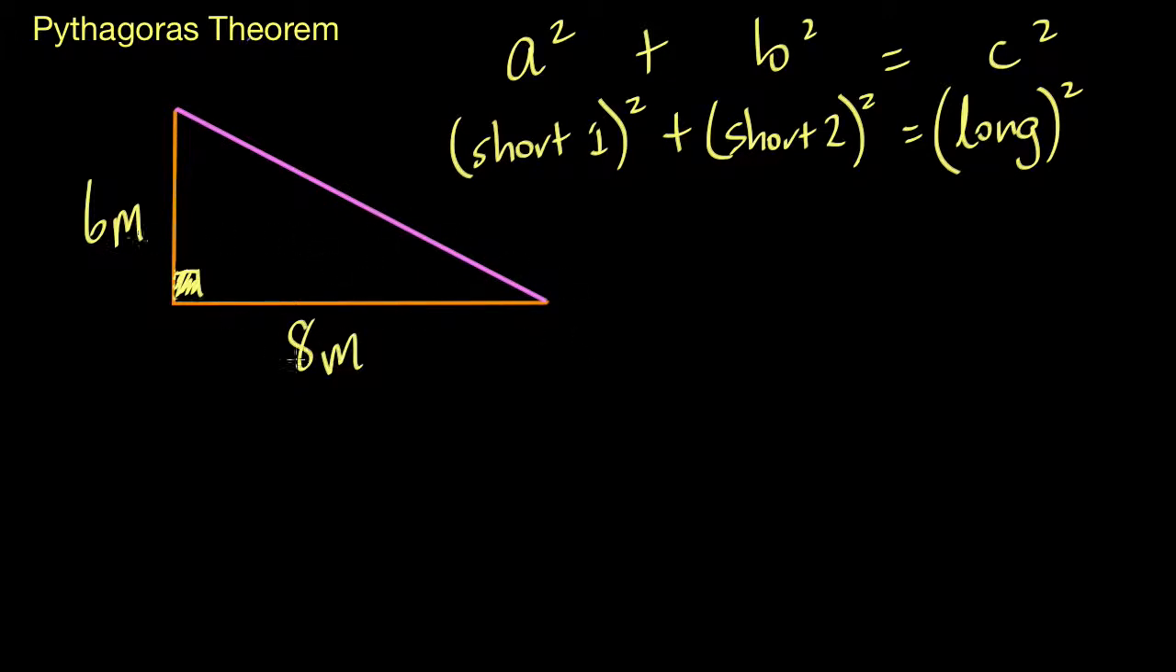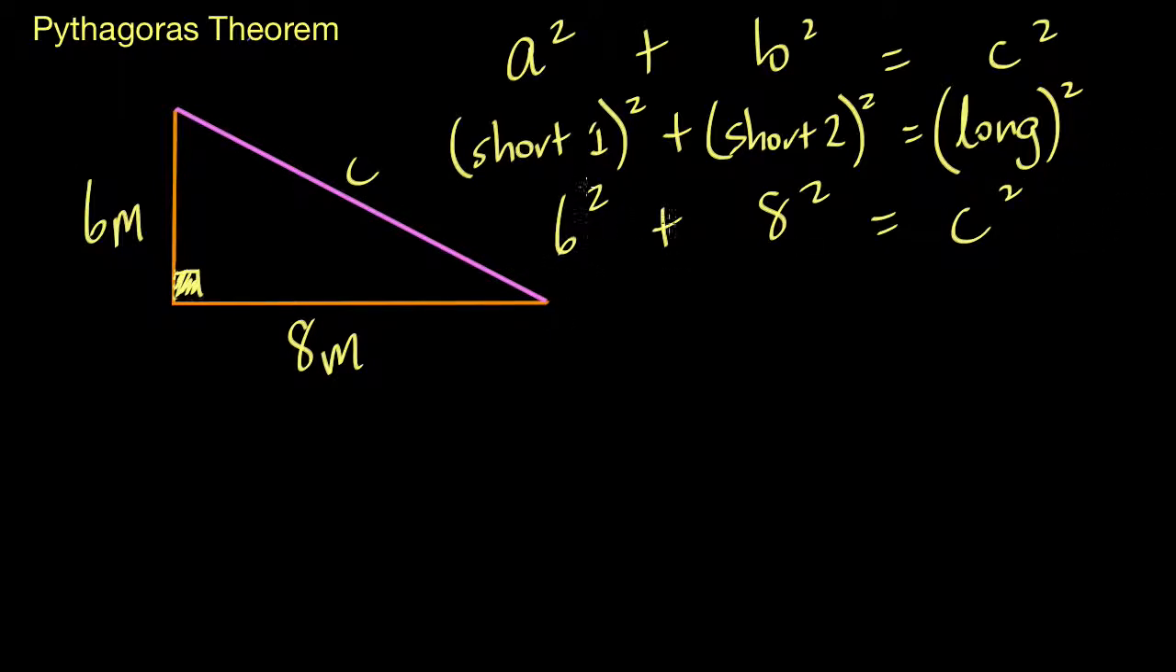All right, with 6 meters and 8 meters, we go back to our formula, and a squared plus b squared, or short side 1 squared and short side 2 squared. We're adding these together. So 6 squared plus 8 squared equals our longest side squared, which we call C. We don't have to call it C, but that's normally the convention. And that answer is going to be squared as well.